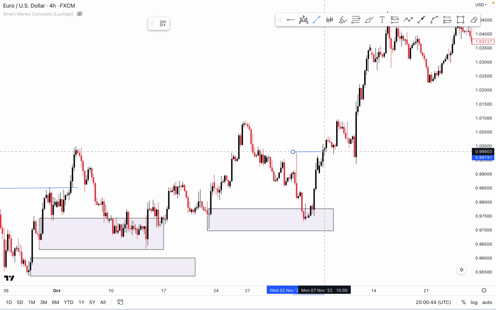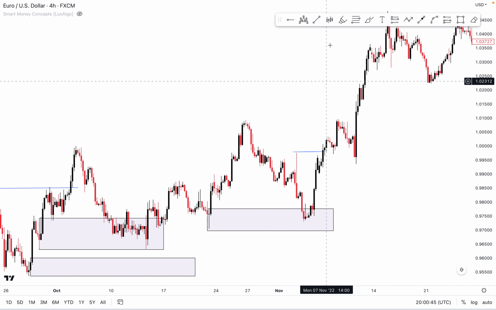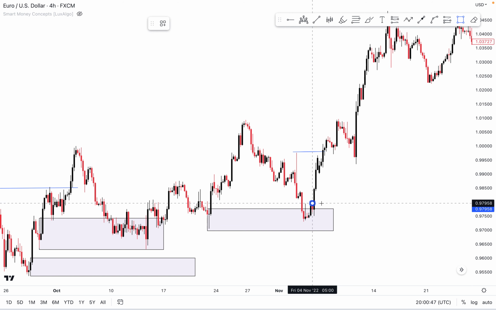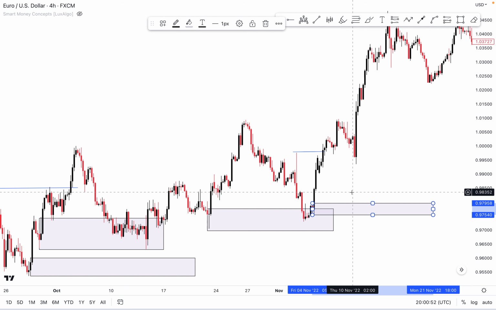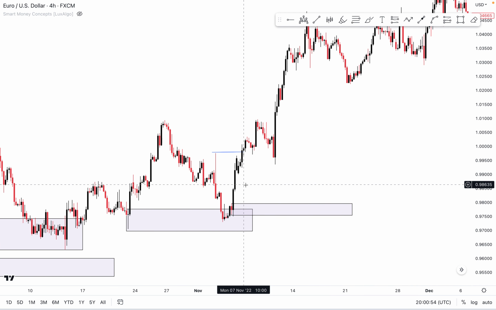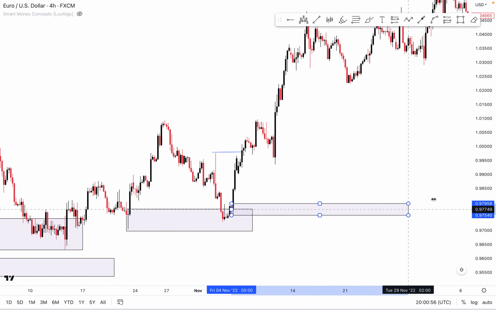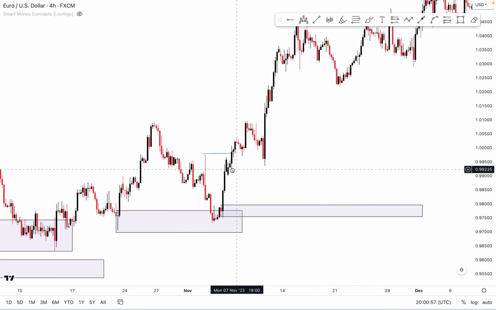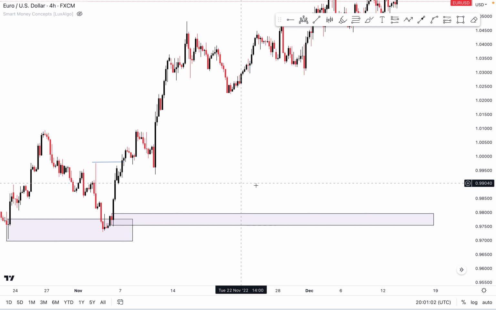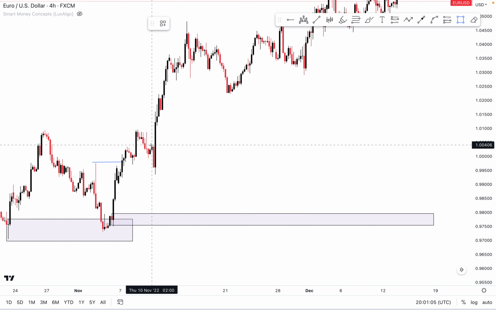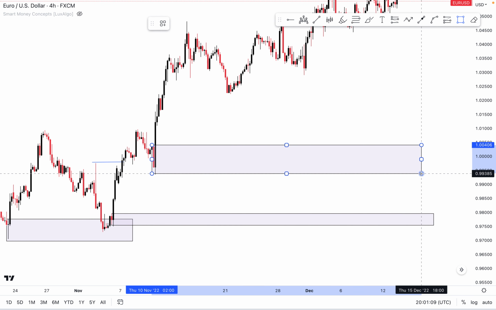This is how you properly mark up your zones. Break, left behind a demand zone with an imbalance, the fair value gap, unmitigated. You highlight it, you take it forward. 4 hour unmitigated supply zone, take it forward so that you know. Another demand zone here, unmitigated.